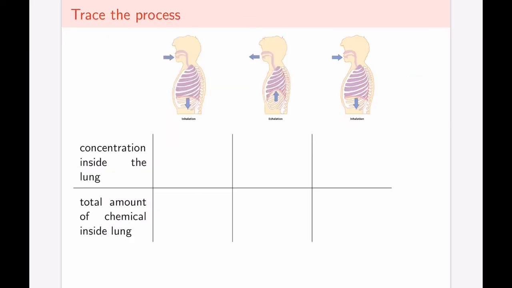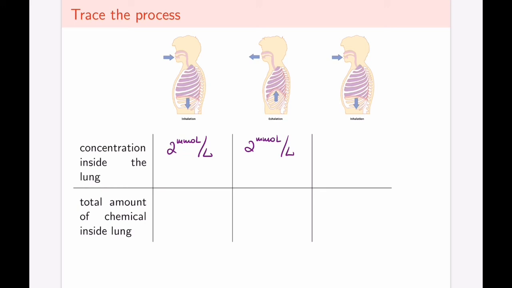Let's see how this works through the actual breathing in system. At the beginning, the concentration of the chemical inside the lung is 2 millimole per liter. And if we exhale, that concentration itself doesn't change. The amount of air in the lung changes, but not the actual concentration of the chemical.